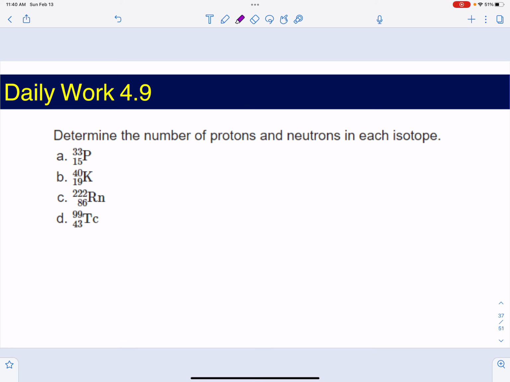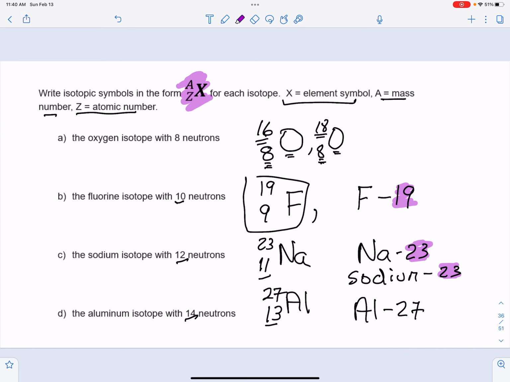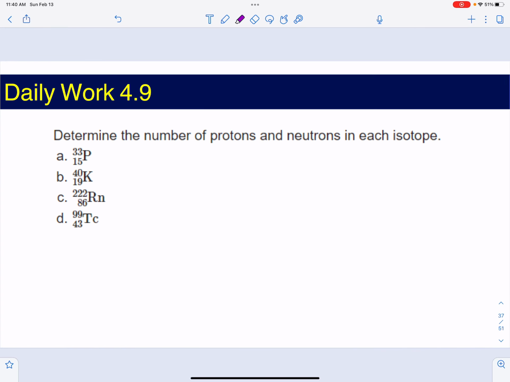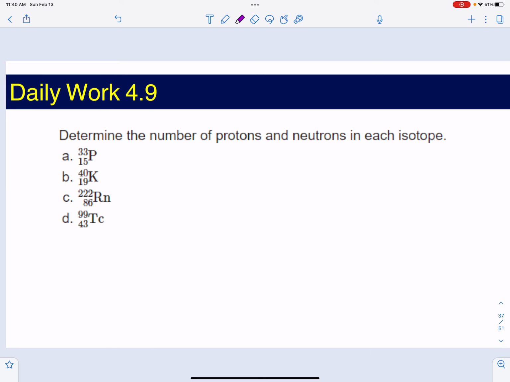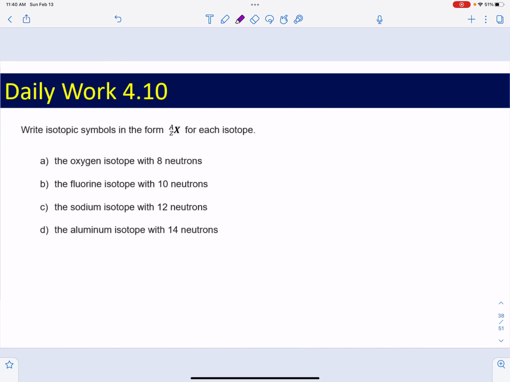So with that said, go ahead and do that. I just want to know, based on that symbol, can you work this backwards? Based on that symbol, can you tell me how many protons are in phosphorus 33? How many neutrons in phosphorus 33? And the other three. And then you can do what we just did.